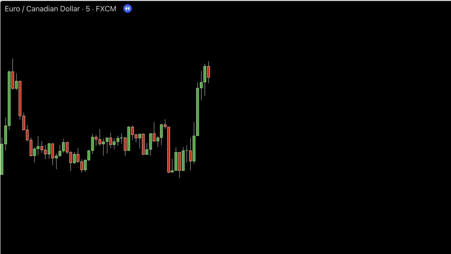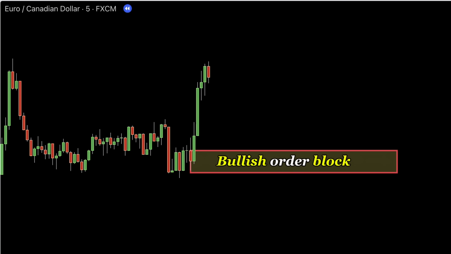Let me walk you through a concrete example that shows how dynamic top-down analysis helps validate a trade setup, step by step. Using the euro against the Canadian dollar on the 5-minute chart. We begin on the 5-minute time frame, where a potential bullish order block forms. Several elements come together to support this setup.